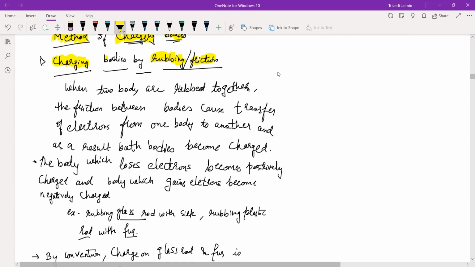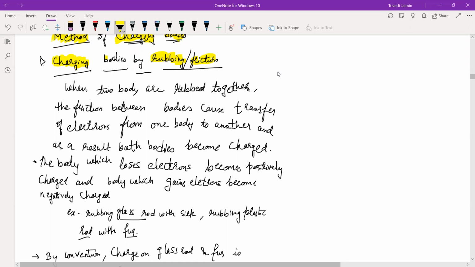It's very simple. When two bodies are rubbed together, there will be friction between them, and due to that friction there is a transfer of electrons. Suppose we are rubbing our hands. Assume the charge is going from the left hand to the right hand. So the right hand is gaining charge and the left hand is losing charge.